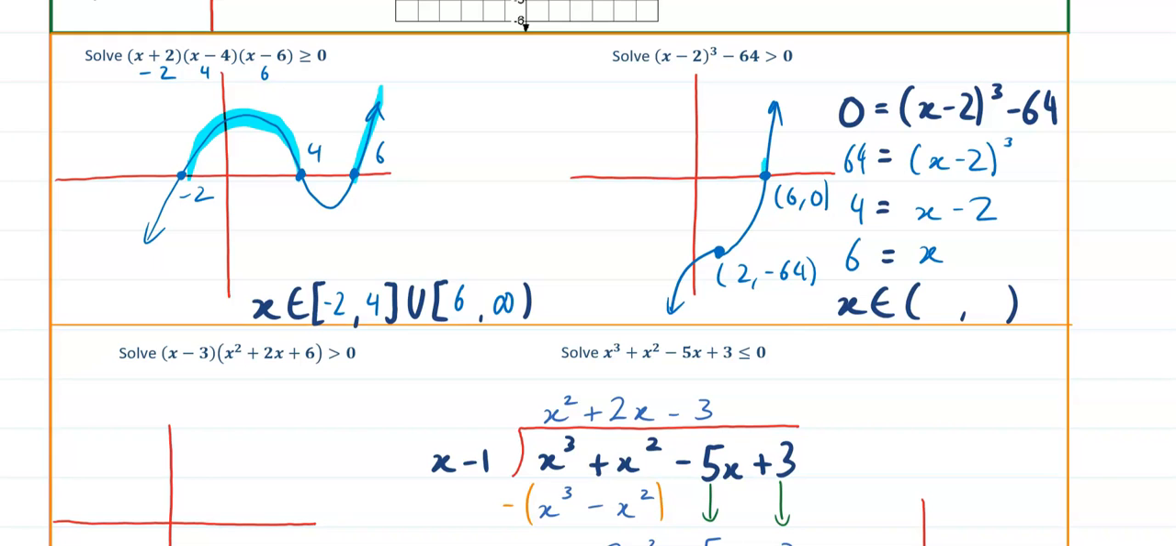And we're talking about just this section of the graph above the x-axis, so this equation being greater than 0. So that would be 6 to infinity. And it's a curved bracket for 6, as we are not including that value as the question dictates.